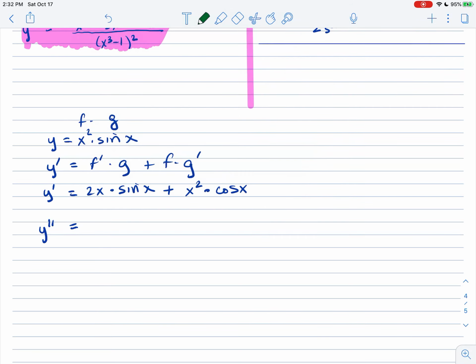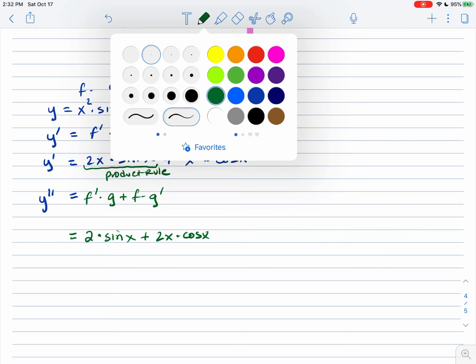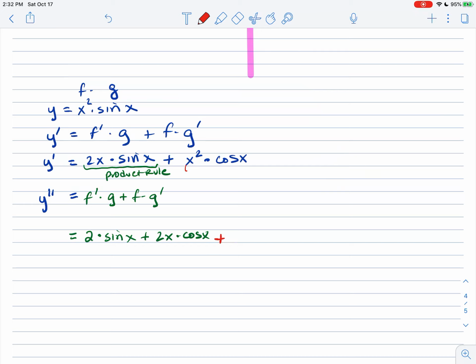So I would still have to do a product rule here. And so I still would have the derivative of the first times the second plus the first times the derivative of the second. And that's going to give me the derivative of the first is 2, the second is sine x, plus the first is 2x, and the derivative of the second is cosine. And then I would also, on this side, still have to plus, and I'm still going to get the product rule here as well.